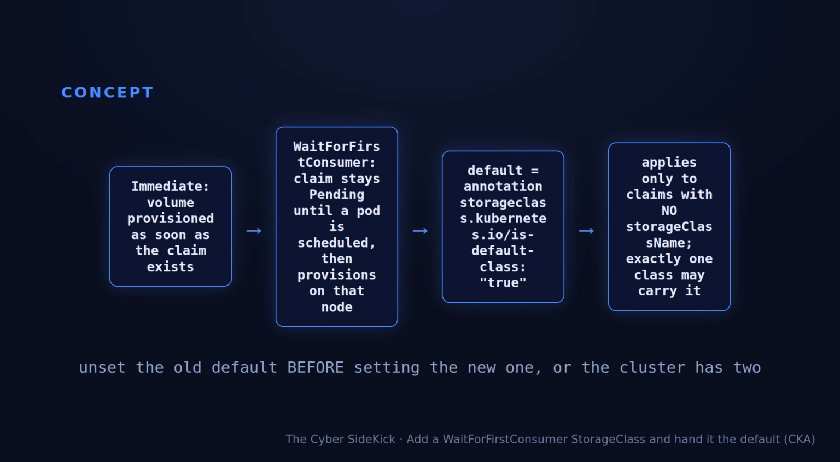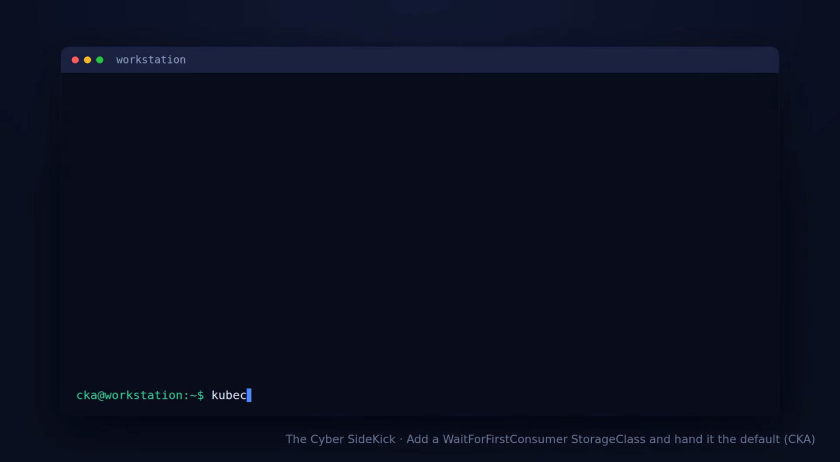Second, the default. It is not a field in the spec, it is an annotation, storageclass.kubernetes.io/isDefaultClass, set to the string true. It only affects claims that name no class at all, and a cluster with 2 of them is misconfigured. So the order matters. Take it off the old class first, then give it to the new one. Read the cluster before changing it.